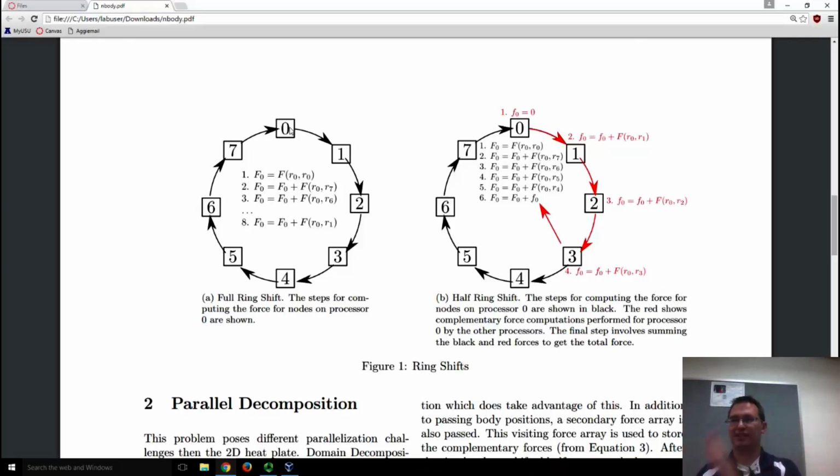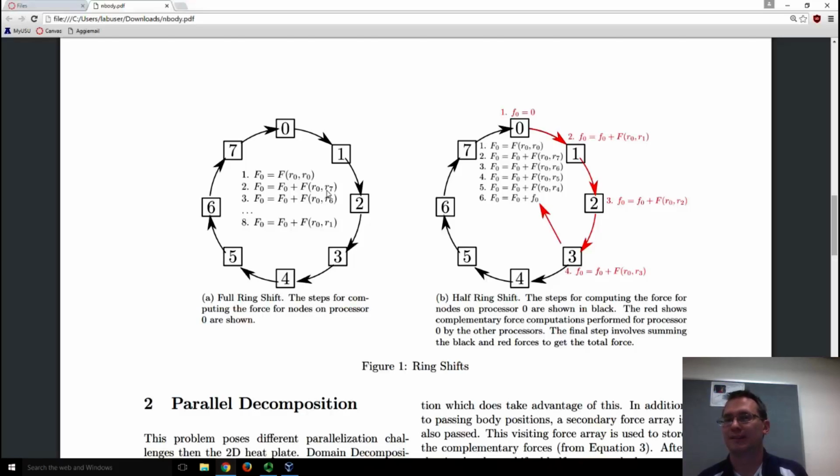And then they all pass again, and again, and again. And so that's what this is showing here. Step 1 is compute local forces, based on the body positions of processor 0. And then step 2 is to compute the forces, again, between bodies from processor 0 and bodies from processor 7. I see some quizzical looks.